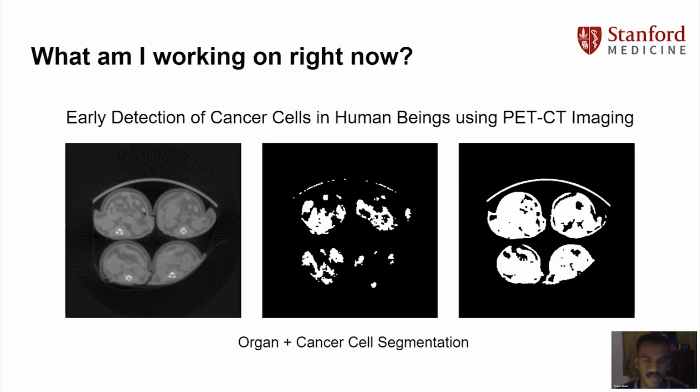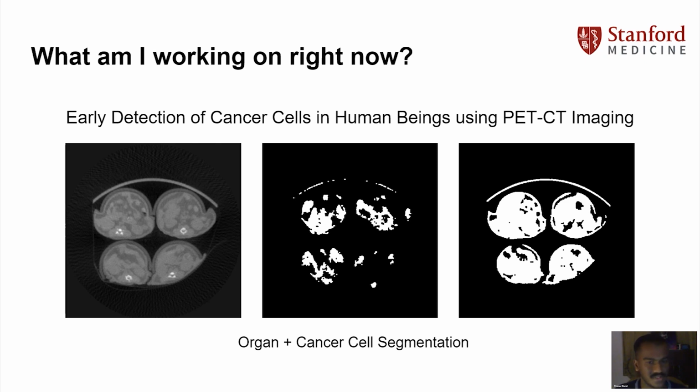At Stanford University School of Medicine, I'm serving as a research fellow, where we are developing a system that can assist with the early detection of cancer cells in human beings using PET-CT imaging, right? PET-CT is used to visualize the internal organs and structures of a living body. But if you're trying to experiment on living beings, you need medical clearance to do that. Since this is a lab trial, all of these experiments were done on mice, right?